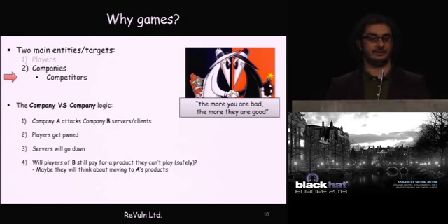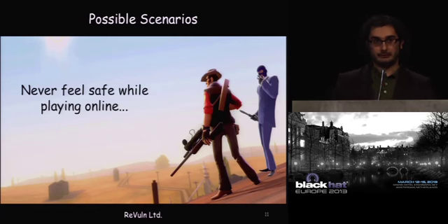The basic logic here is pretty simple. The more a company is bad, the more another company will be good. How do they prove that? Basically, what they do is attack competitor networks, which means clients or servers. Think about using denial of service attacks against servers of a competitor. If you prove that the network is not that great, not that good, do you think that players will still play on this game, on this specific network? We don't think so. So the first important point is never feel safe while you play online.